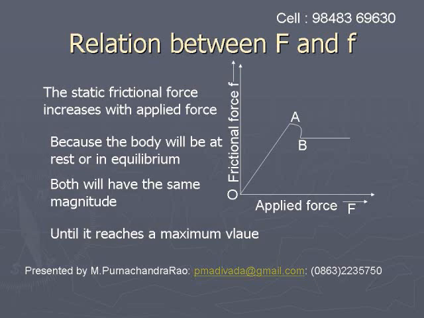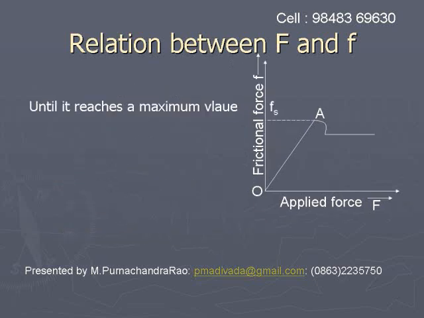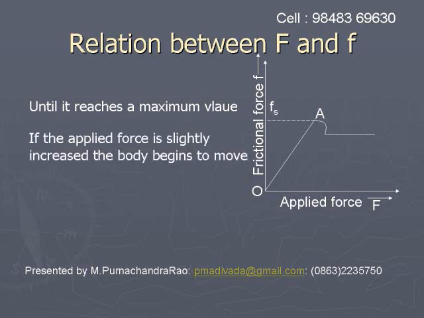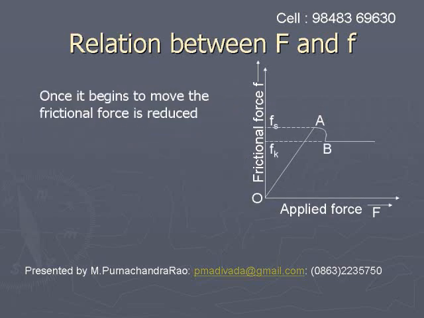At A, the applied force is maximum, and this maximum value is known as static frictional force. If we slightly increase the force beyond this value, then the body comes to the state of motion. It begins to move. Once it begins to move, suddenly the frictional force is reduced. That is indicated by Fk.